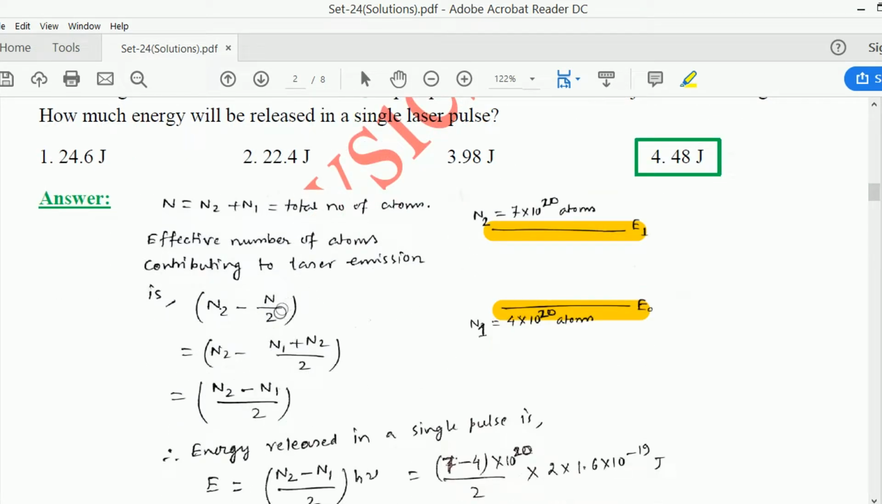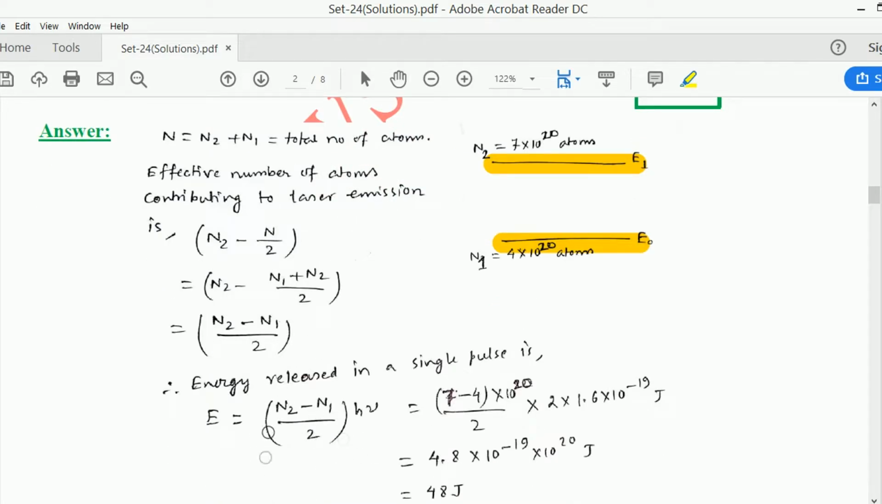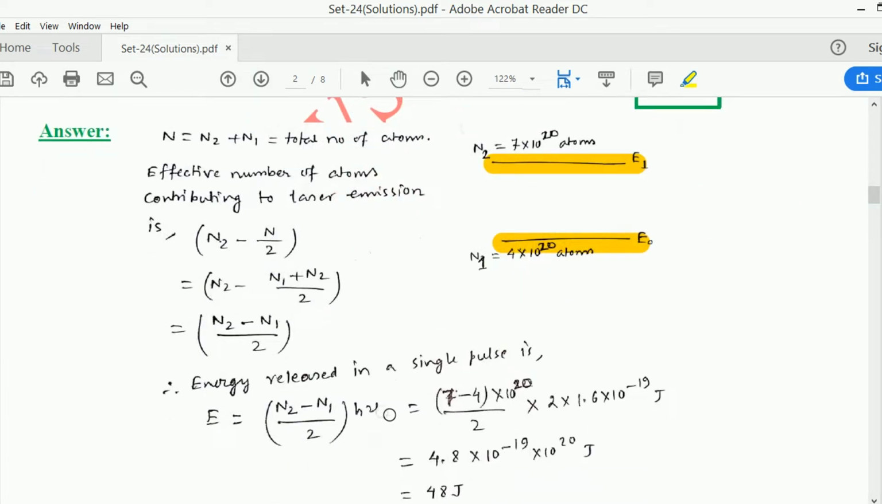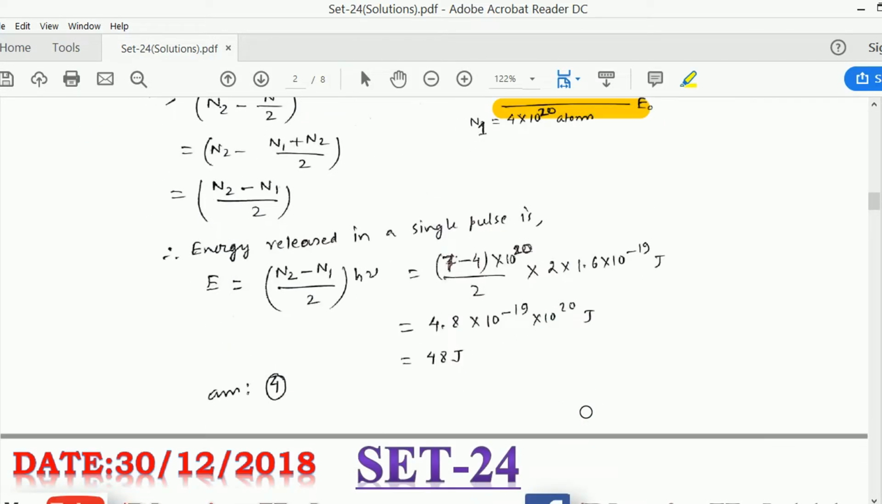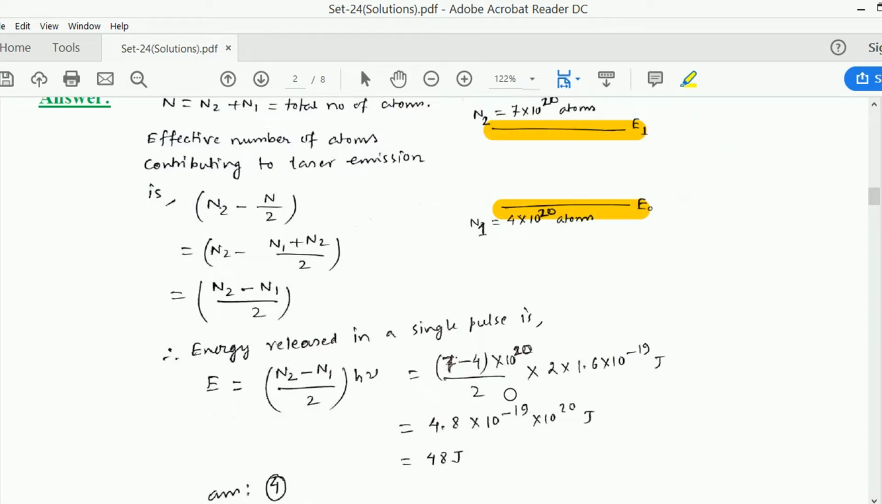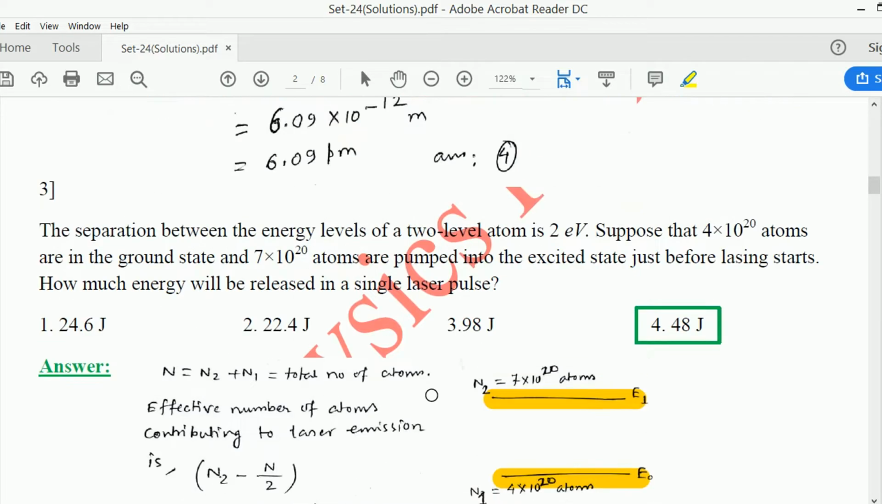So we just replace the value of n from here, and we get n2 minus n1 by 2. Therefore these many atoms will contribute, and each contribution gives h nu. So this term into h nu will give you the total energy released in a single pulse. So we just replace the values of n2, n1, and h nu, and in place of h nu we put 2 electron volt, because the separation between them is given in electron volt.